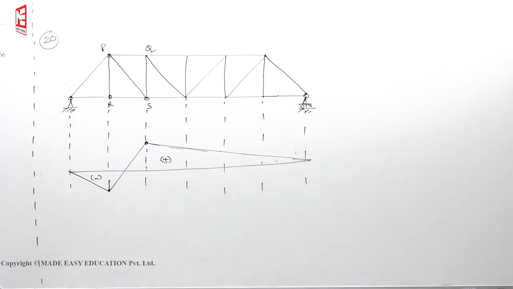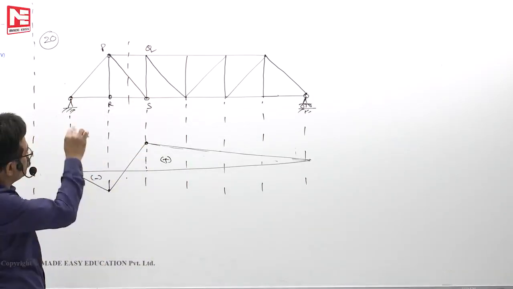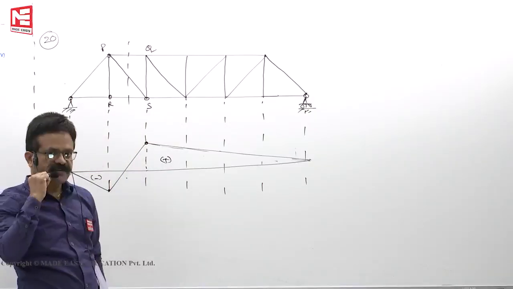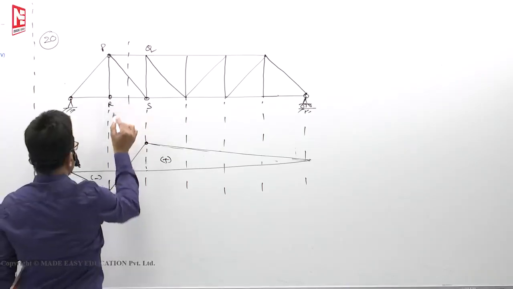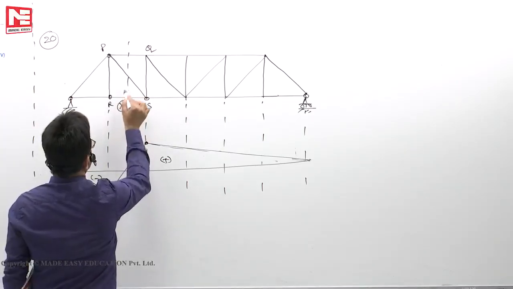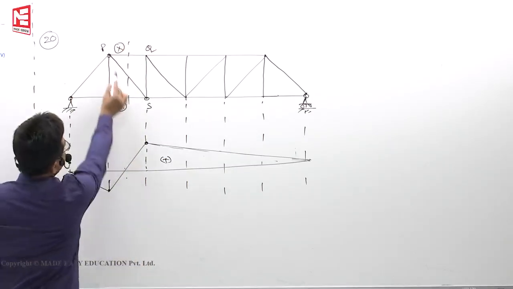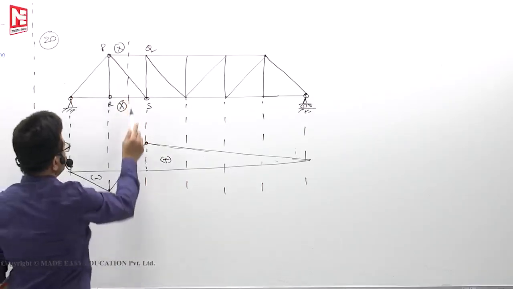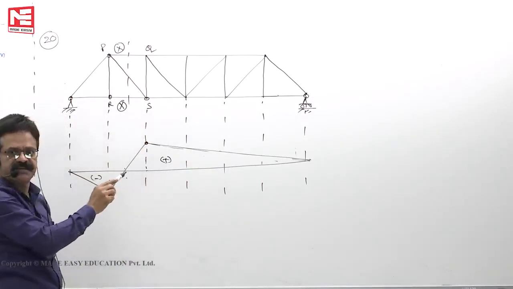Which member you have done? Disturbed panel is this one. That means out of those members only it should be there. It cannot be for RS, because RS is a pure tension member. So this is ruled out. PQ ruled out. Disturbed panel means only PS is diagonal member. So because in this panel only this disturbance is there.